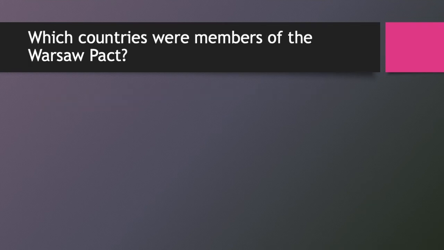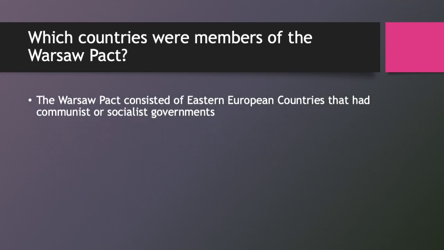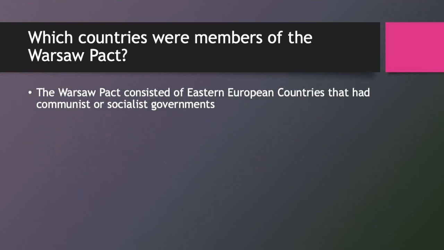Okay. Next one: which countries were members of the Warsaw Pact? I'm not going to ask you to label individual countries here. That would take a little bit of time for you to do. Instead, I want you to understand that the Warsaw Pact consisted of Eastern European countries that had communist or socialist governments. Not necessarily are all the governments over in the Eastern European bloc communist in nature. Some of them are socialist, but they're hard left socialists in the communist variety.